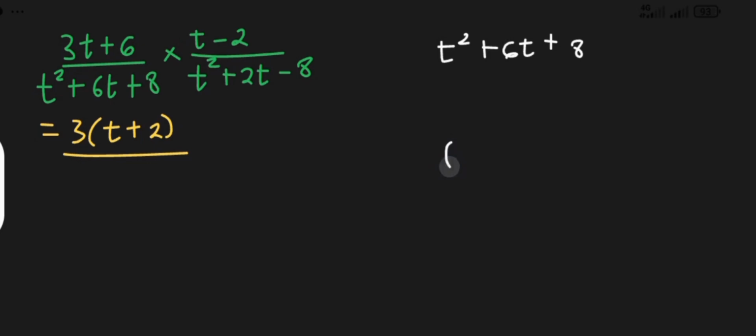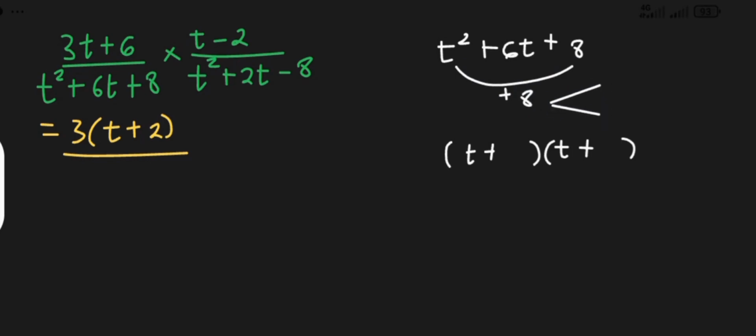This has the leading coefficient of 1. So we expect, after factoring this, to be t plus a number in a bracket multiplying t plus another number in the second bracket. Yes, both will be plus because the middle term is positive and the last term is also positive. So the factors of positive 8 that will actually add up to positive 6 are positive 2 and positive 4. So this factors as t plus 2 times t plus 4. Hence, the denominator factored is written as t plus 2 times t plus 4.